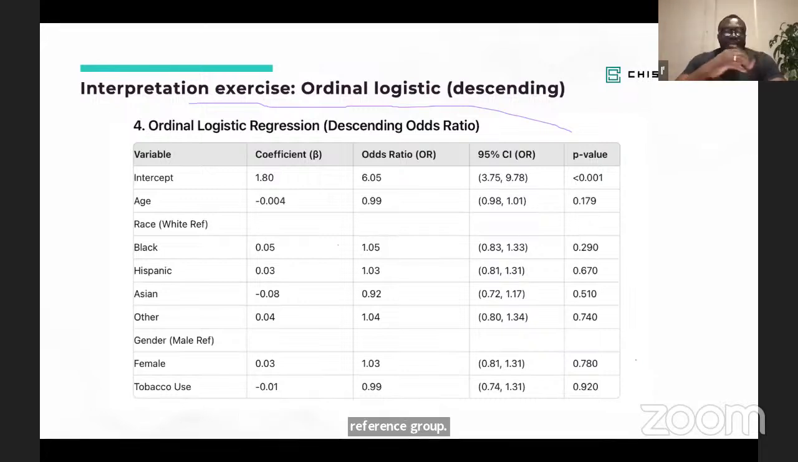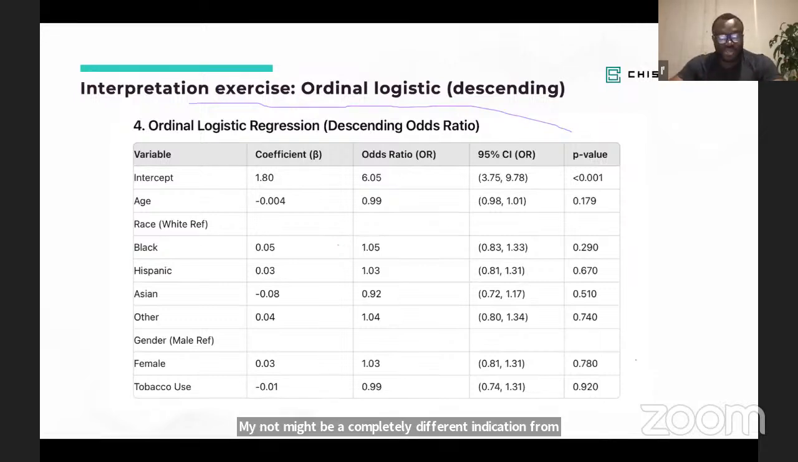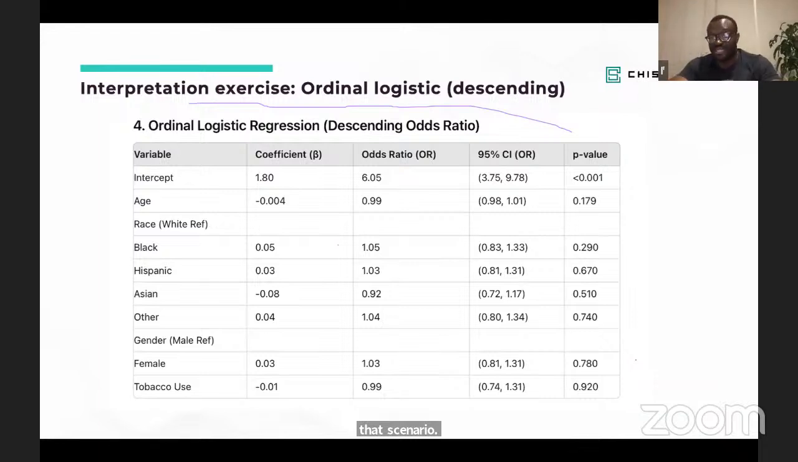So again, it depends on a case-by-case basis. What might work in one scenario might be a completely different indication for another scenario. You are the one doing the study, so you best know the context in which it is being done. But those are some broad general principles that can guide you in determining which to use as a reference group.